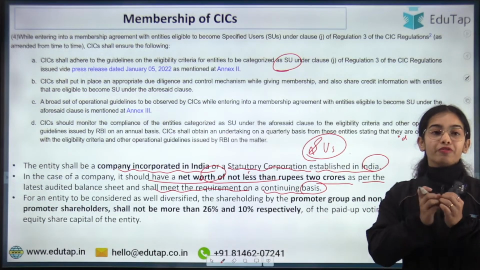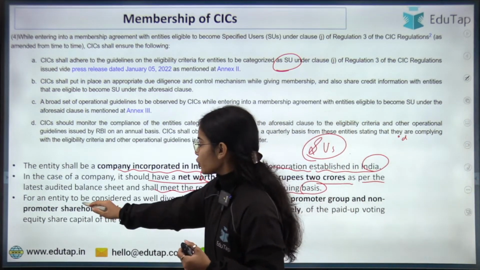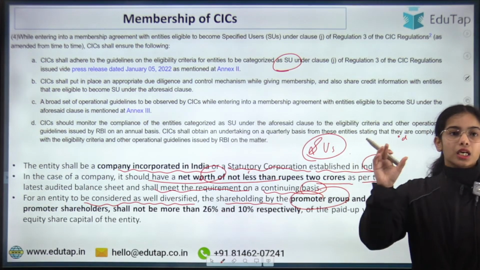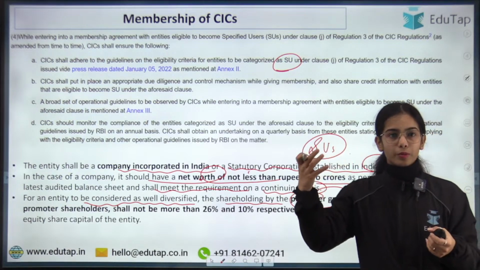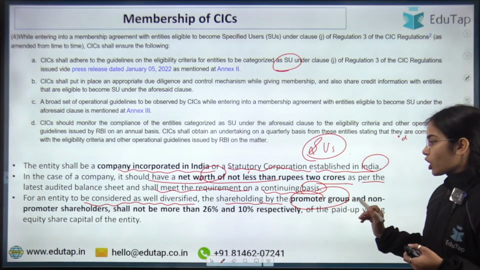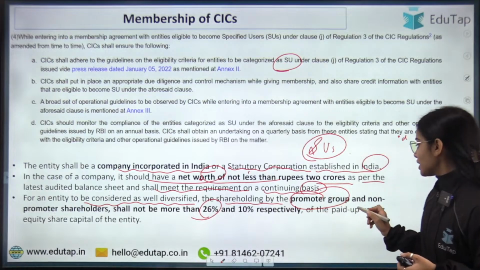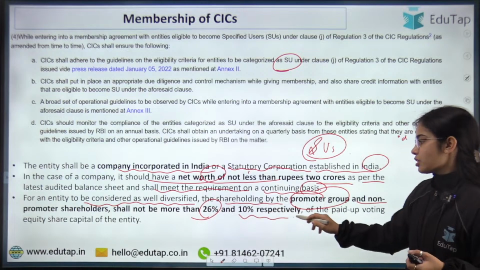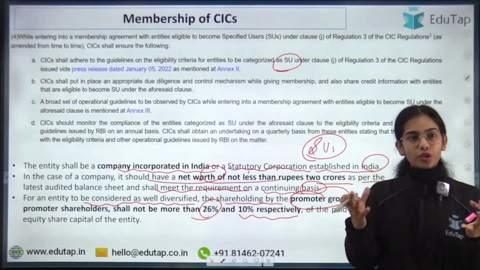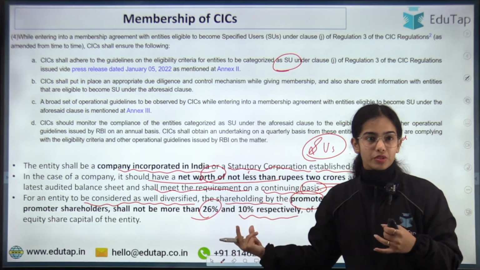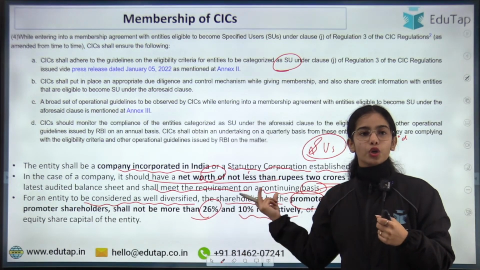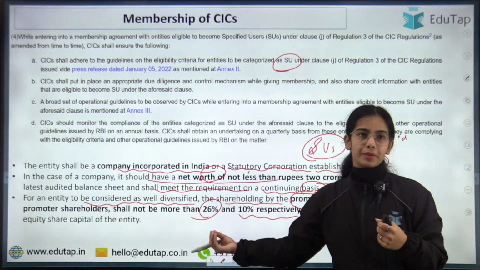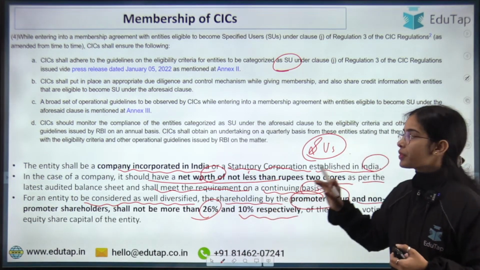The company should be well diversified. For an entity to be considered well diversified, the shareholding by the promoter group, that is the group that has established the company, should not be more than 26%, and the non-promoter group shareholders should not have more than 10% of the shares. Okay. So the promoter group should not be holding more than 26% of the shares, and the non-promoter group should not be holding more than 10% of the equity share capital on the sole basis. Okay. So this is the idea.